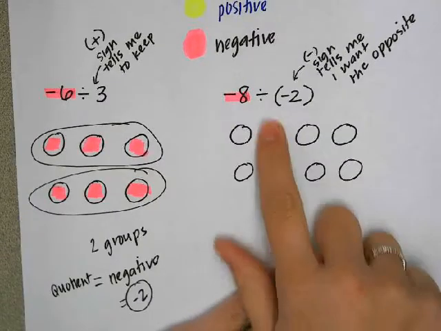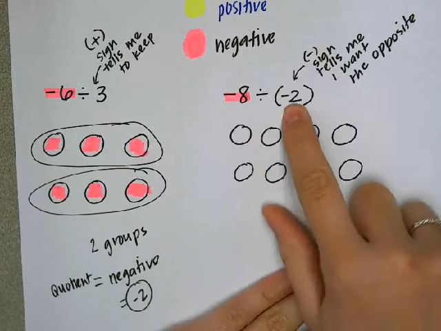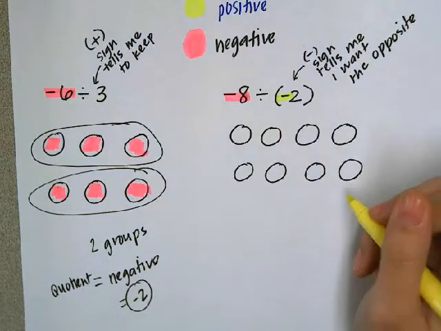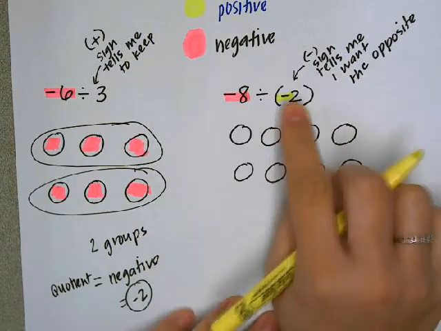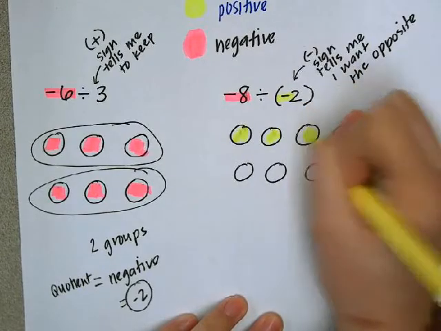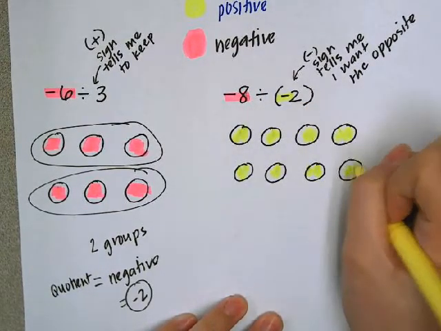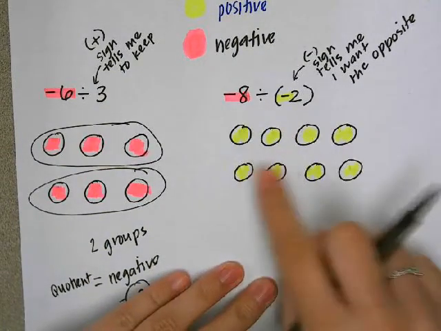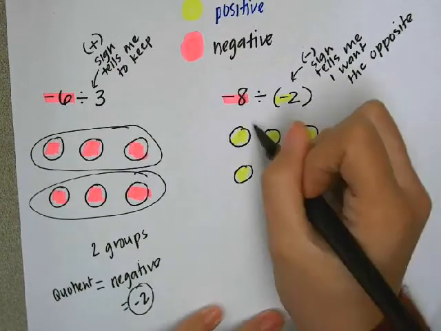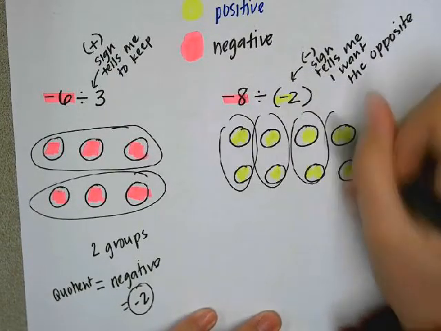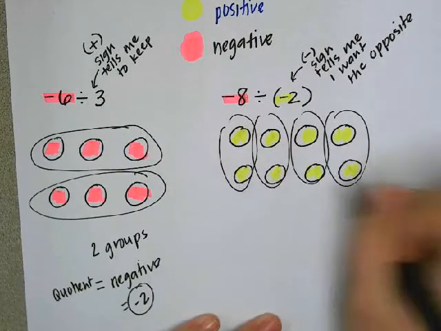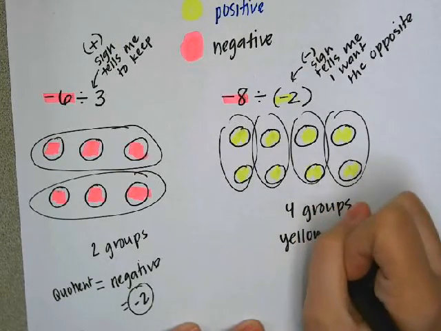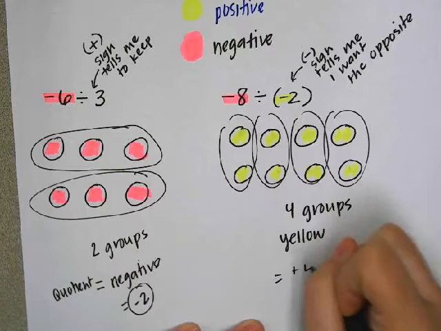Now over here, because I want the opposite color, the opposite of pink is yellow, so I'm going to color this in yellow. And then I have 8 divided by 2, so I have 1, 2, 3, 4, 5, 6, 7, 8. I'm going to put 2 in each group, 1, 2. Each has 2 in it. And how many groups do I have? 1, 2, 3, 4. 4 groups. They're yellow, which means my answer is a +4.